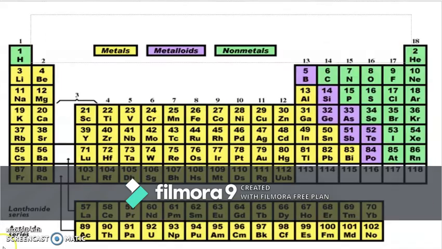On the basis of metallic nature, elements are further classified into three types, that is metals, metalloids and non-metals. The yellow portion shows metals. The blue elements are metalloids, that is dual nature, having some characters of metals and some characters of non-metals. And the green ones are non-metals.